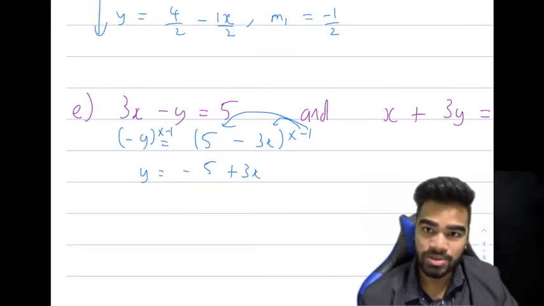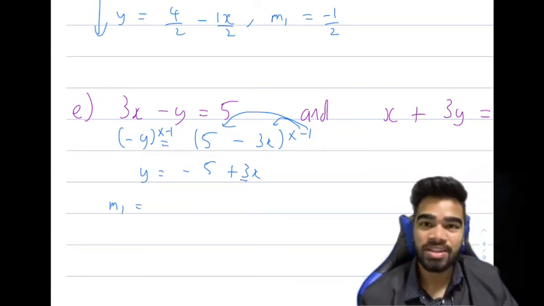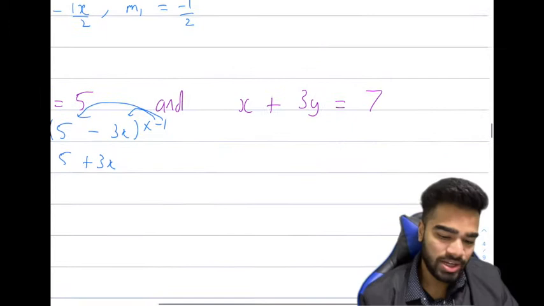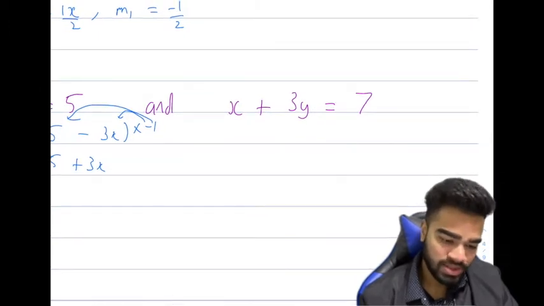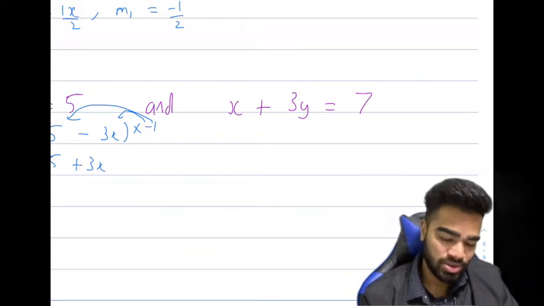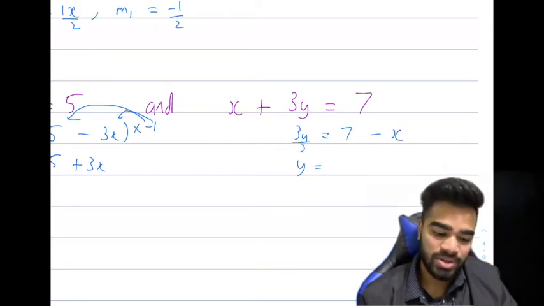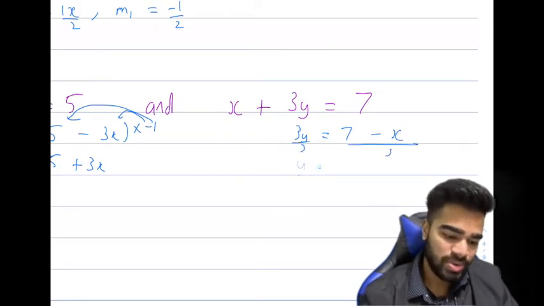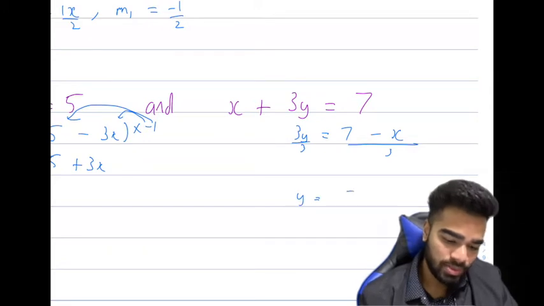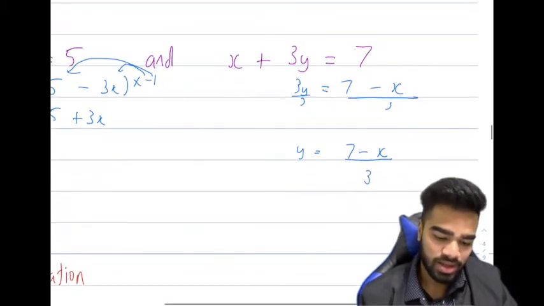So we have y equals mx plus c. What's m1? Remember, m1 is the number that's multiplying x, which in this case is 3. And m2 is, again, we need to rearrange this equation to make y equals mx plus c. So to make y the subject, I have 3y is equal to 7 minus x. Okay, y is equal to, now we have to divide both sides by 3. So we have y is equal to 7 minus x, everything divided by 3. Okay, divided by 3. So what do you have?